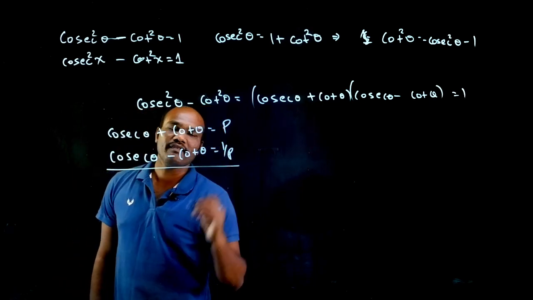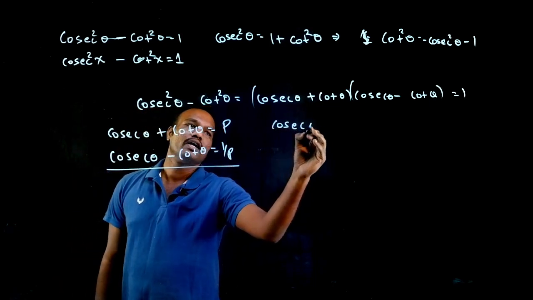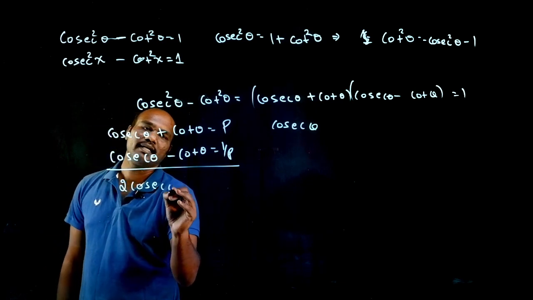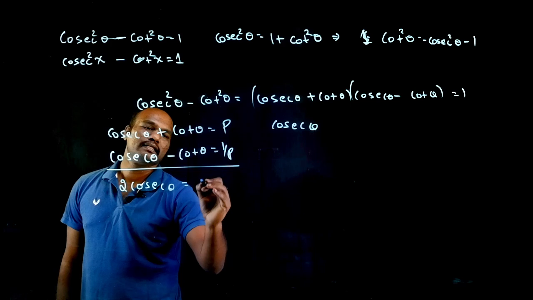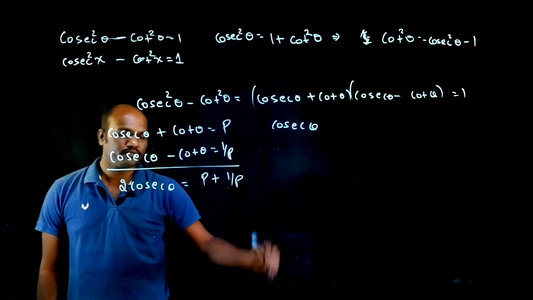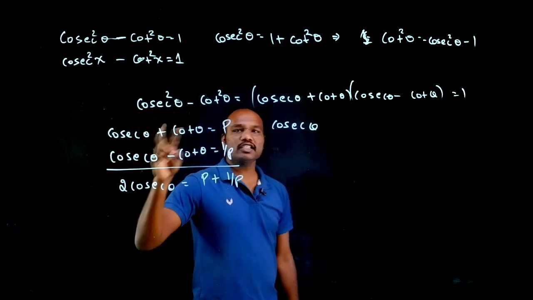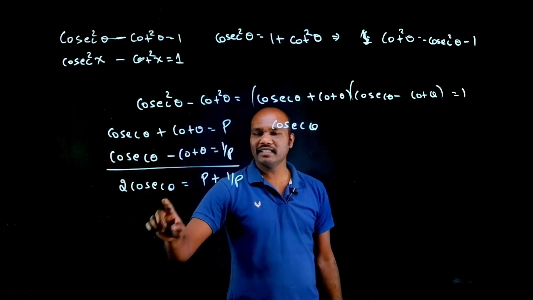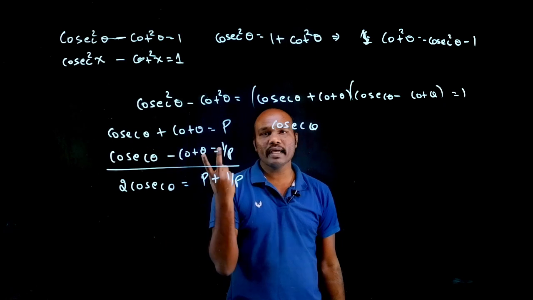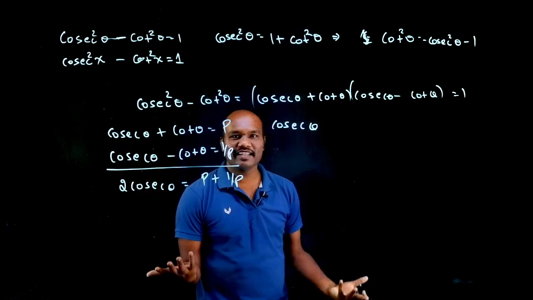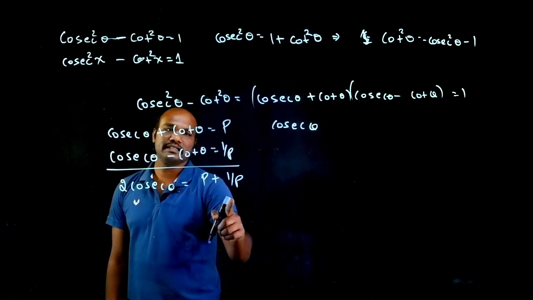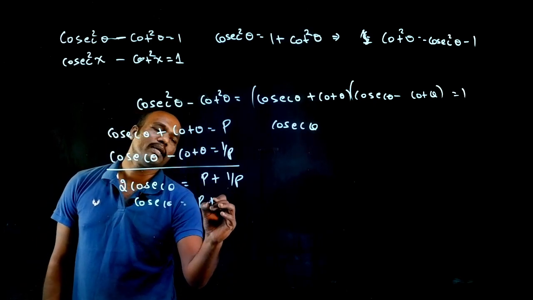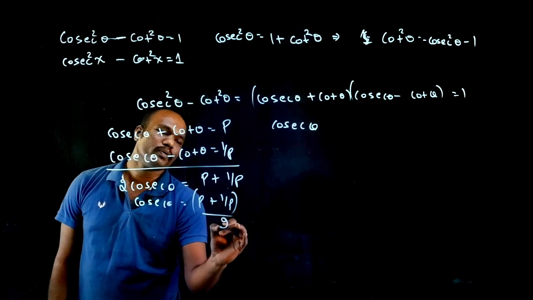So if I want the value of cosecant theta, how to do? Just add this. Cosecant theta plus cosecant theta is 2 cosecant theta. Cot theta gets cancelled. P plus 1 by P. A plus A is 2A. Apple plus apple is 2 apple. X plus X is 2X. Cosecant theta plus cosecant theta is 2 cosecant theta. There is no problem with that. Cot and cot get cancelled. Yes or no? So now cosecant theta is equal to P plus 1 by P over 2.